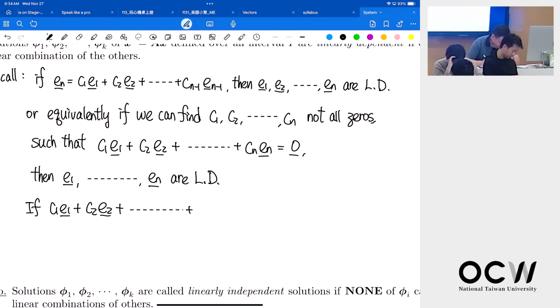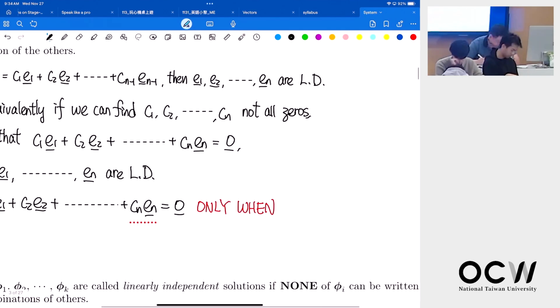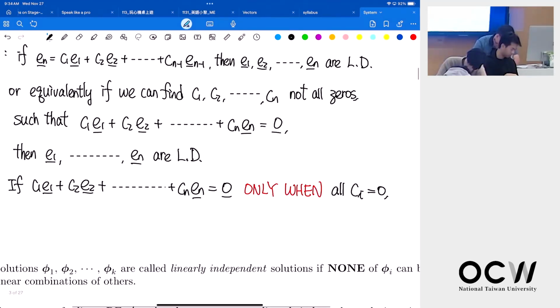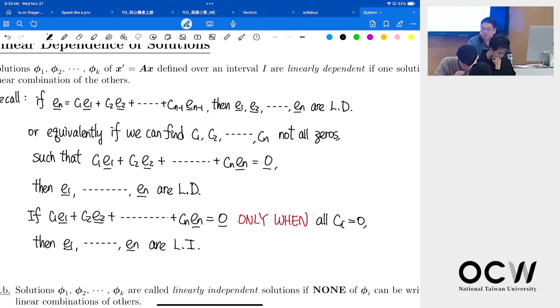So if this linear combination equals the 0 vector only when all the coefficients Ci are 0, then the vectors are linearly independent. All right, any questions for this review?